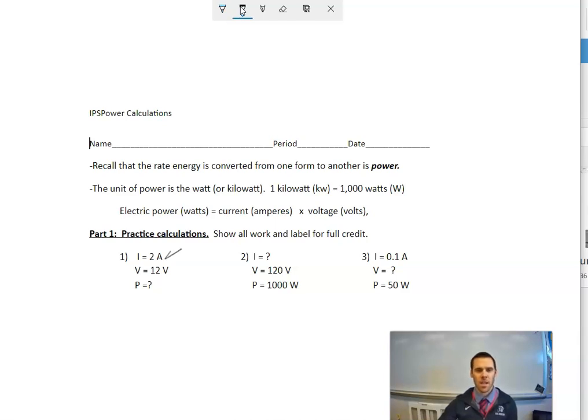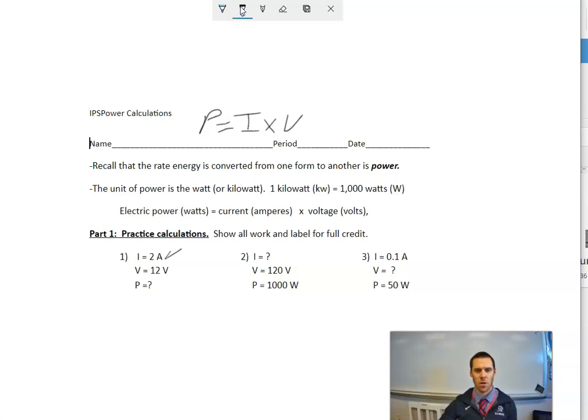For this video I'm walking through how to do a couple different examples from your power calculations as well as electrical energy. If you recall from class, we know that the formula is P, power, is equal to current times voltage. We are familiar with current and voltage from our Ohm's law calculations. So let's do a couple of these.